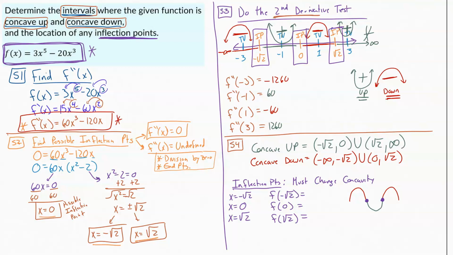And again, just pop that into your calculator, do whatever you got to do. This first one would have given us the y value of 28 root 2. Plugging in 0, that would have been easy math. That just equals 0. And then plugging in root 2, we would have ended up with negative 28 root 2. So you now have the full points, the x and the y value for all of your inflection points.